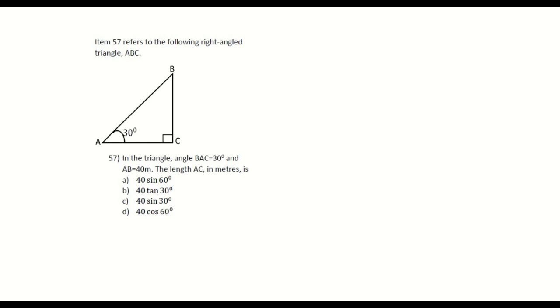In the triangle, BAC is 30 and AB is 40. The length of AC is, that is my adjacent, right? This is my hypotenuse, and this is my opposite, right? This is also 60. That's 90 plus 30. That's 120 minus 180, so this is 60 degrees.